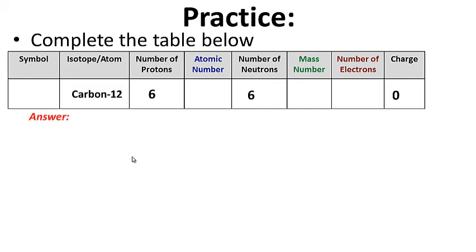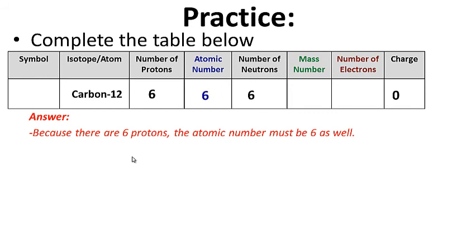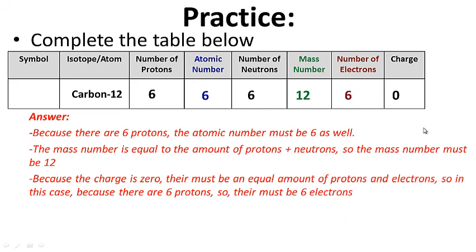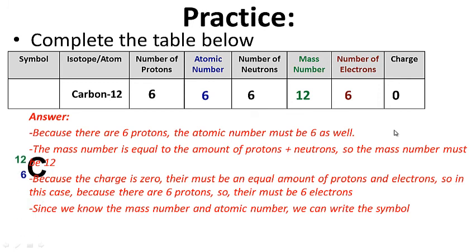All right, so your answer here. Because there are 6 protons, okay, the atomic number must be 6 as well, okay? And the mass number is equal to the amount of protons plus neutrons. So here we had 6 neutrons and 6 protons. So the mass number must be 12, okay? Because the charge is 0, there must be an equal amount of protons and electrons. So in this case, because there are 6 protons, there must be 6 electrons, okay? And since we know the mass number and atomic number, we can write the symbol, carbon-12 isotope, okay?